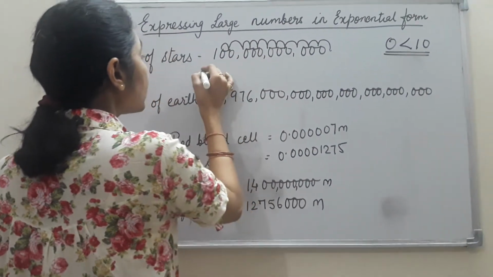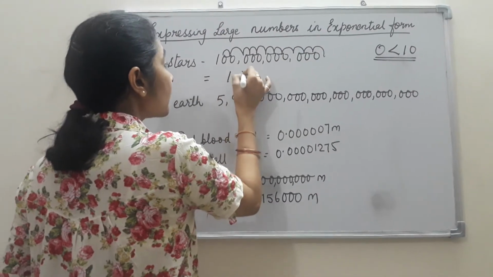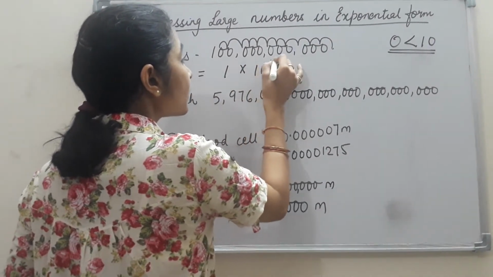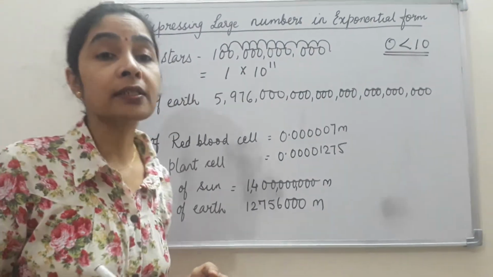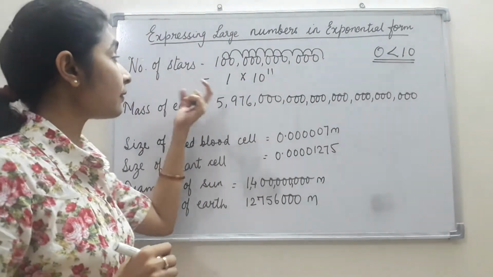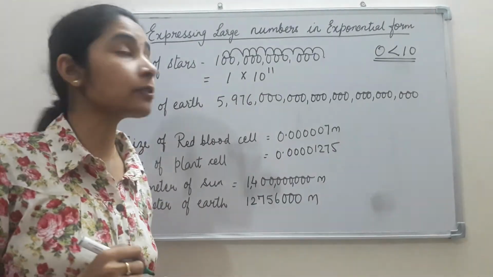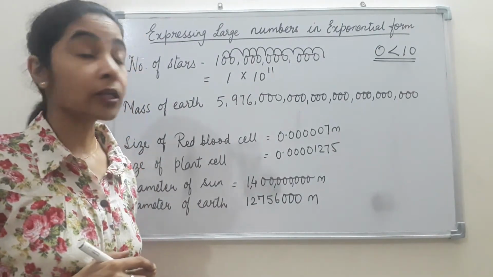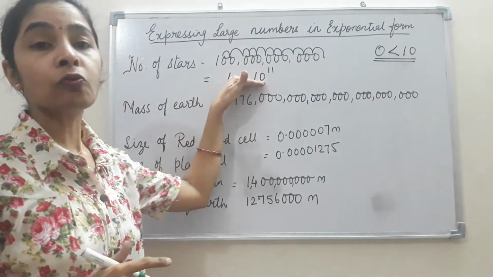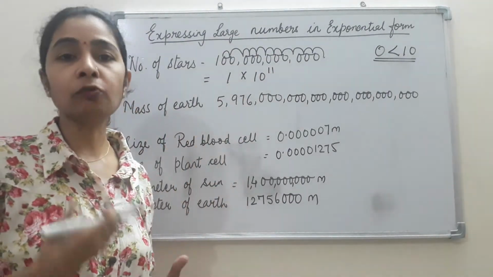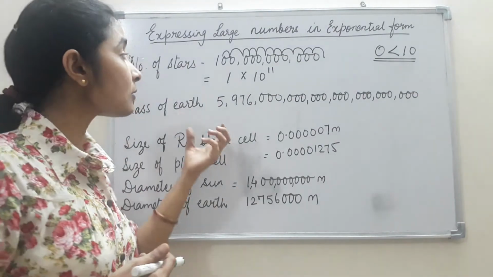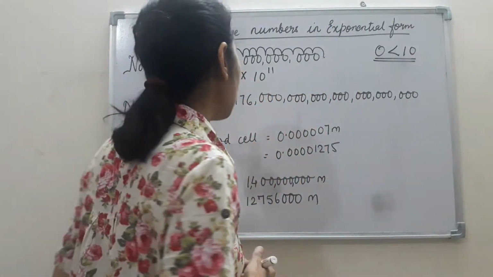So how will I write it in the standard form? 1 into 10 raised to the power 11. That is, if I am asked how many stars are there in my galaxy, then I will answer 1 into 10 raised to the power 11. That is easy to convey as well as easy to understand for the one who listens to it. So in this way we can change a number into standard form.